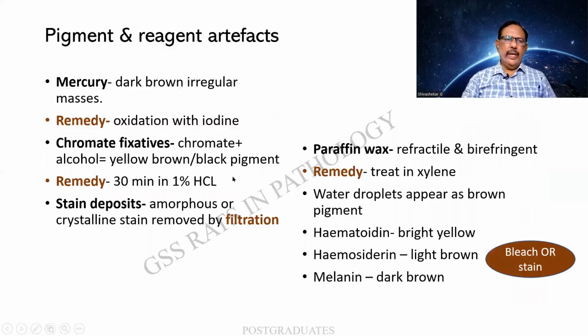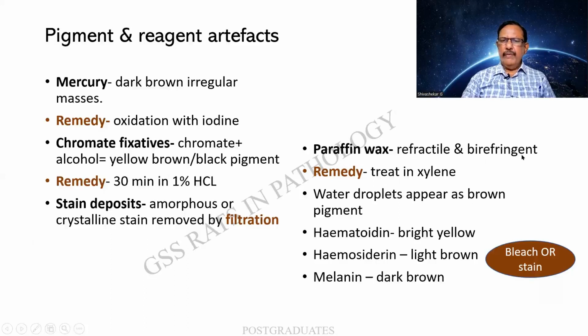Mercury can lead to dark brown irregular masses. The remedy will be the oxidation. Chromate fixatives again will give yellow, brown or black pigment. Remedy is treatment with acid alcohol. Stain deposits, amorphous. They will have to be removed by filtration. This is a usual problem when you do a GMSA stain for the H. pylori. You find that it is covered with precipitate. It can be filtered and restained.